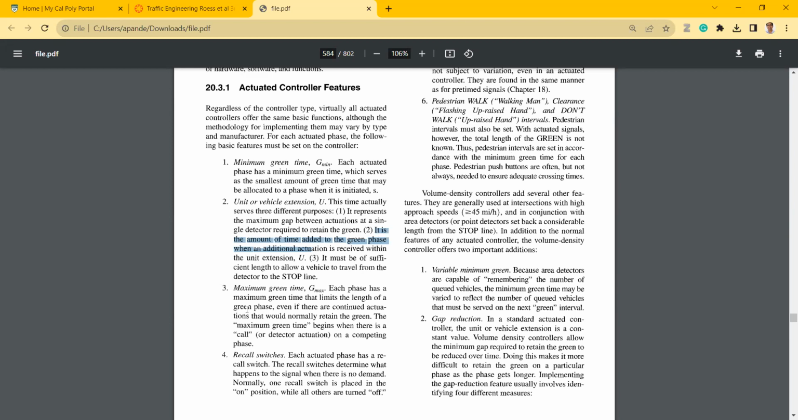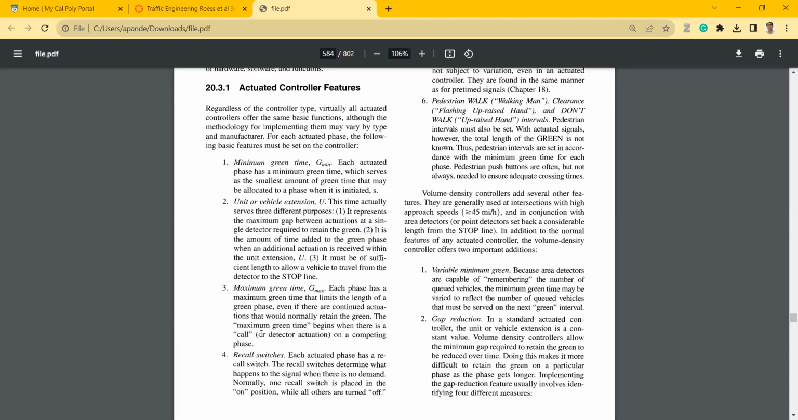so then what do we do when there is no demand coming in from side streets? That's when the next one comes into play. It's the recall switch. Okay, so basically maximum green time will ensure that this is the time that you'll provide a phase, and then you'll switch over to the next phase, next movement, or next set of movements that you're providing to your signal.